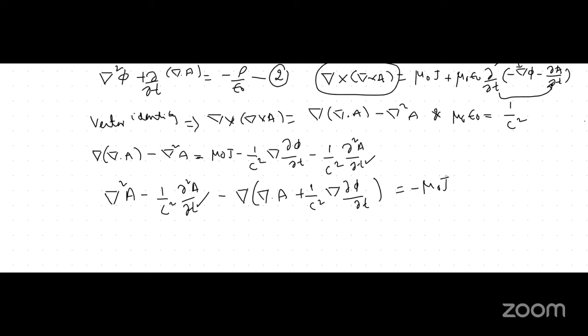so by taking all of Maxwell's equations, we have got one equation as del square phi.